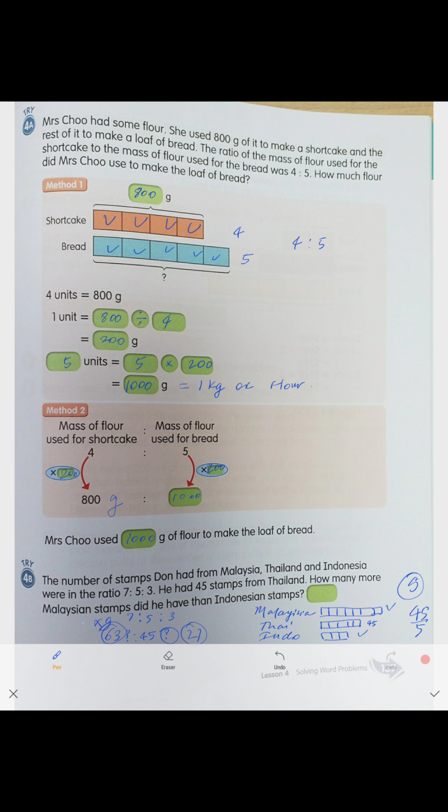And now they ask you how many more Malaysian stamps did he have than Indonesian, right? So difference basically. 63 minus 27 is 36. Okay, a little bit crampy here, but I'm sure you can do it yourself. Try to do it again on the piece of paper.